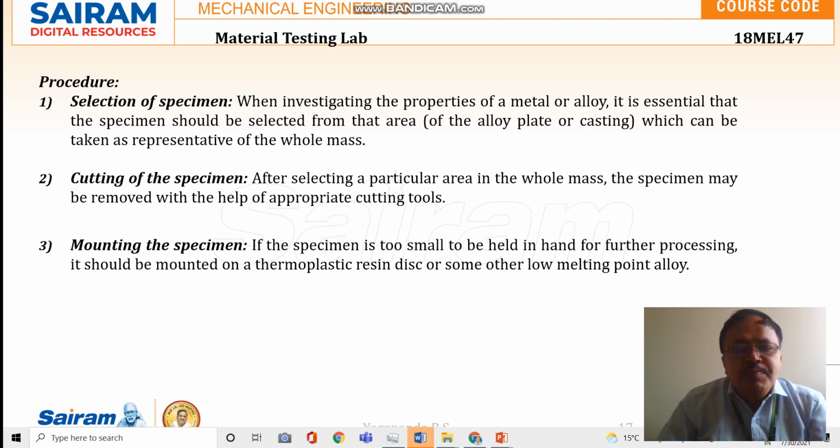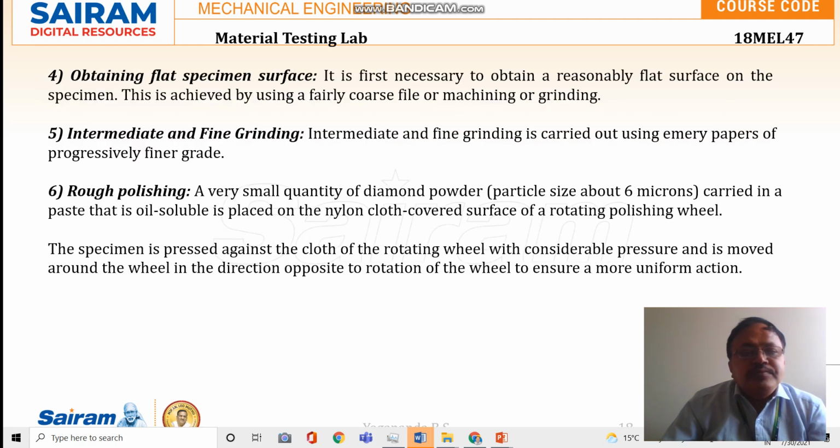Then mounting the specimen. If the specimen is too small to hold in the hand for further processing, it will be mounted suitably on the disc. Then obtaining the flat specimen surface. It is necessary to obtain a reasonably flat surface on the specimen. Usually it will be done using a coarse file, machining or grinding. The specimen surface will be made flat.